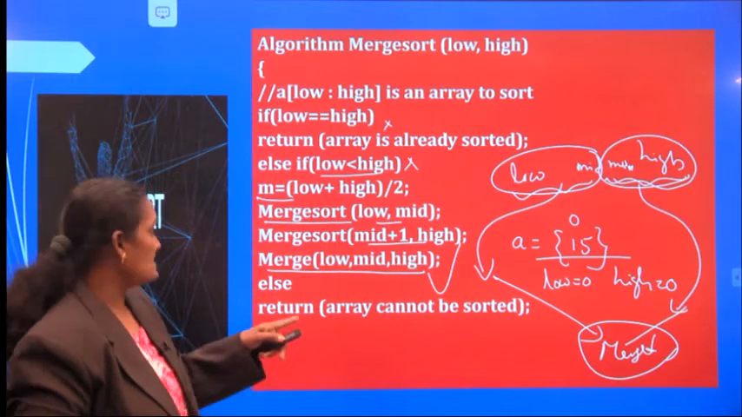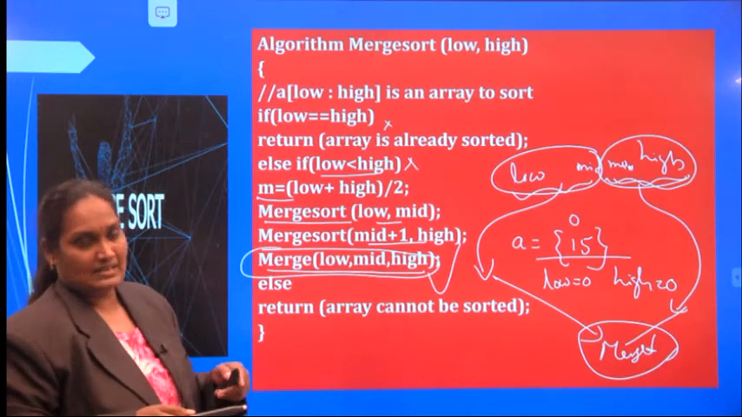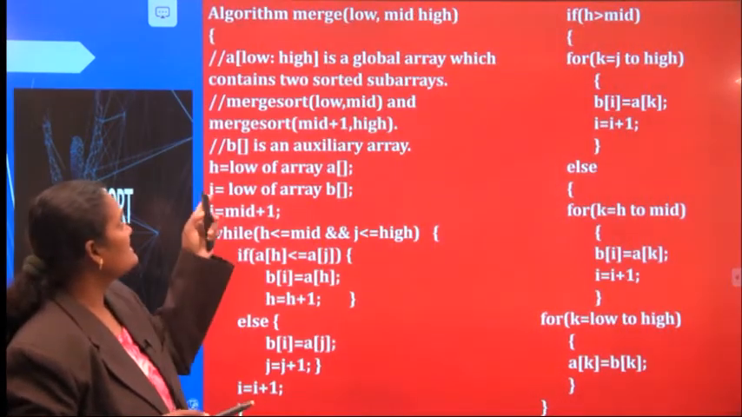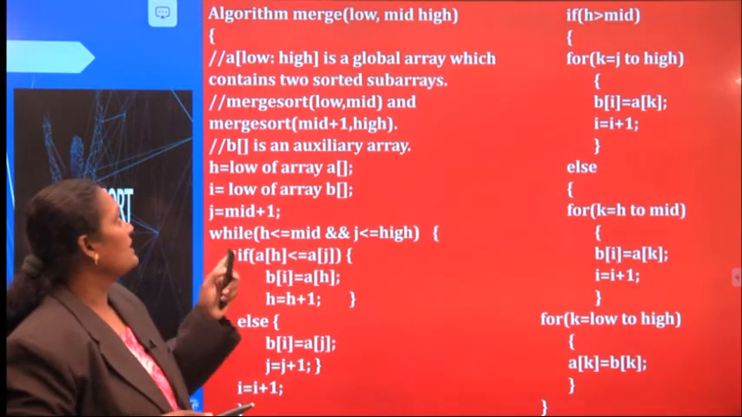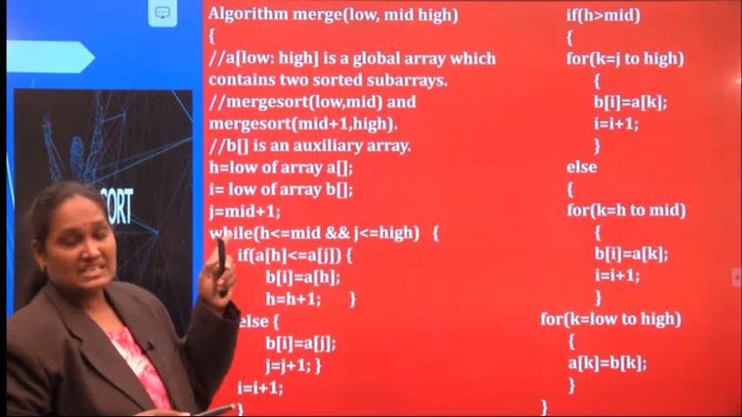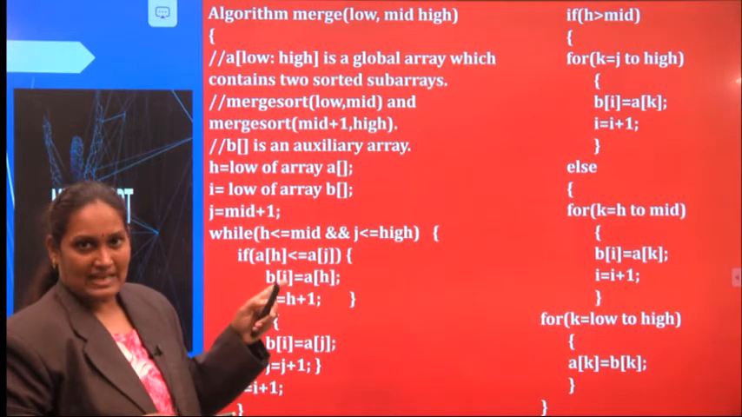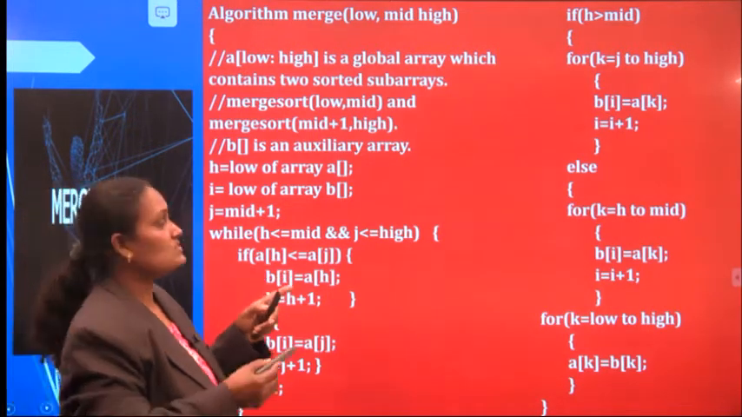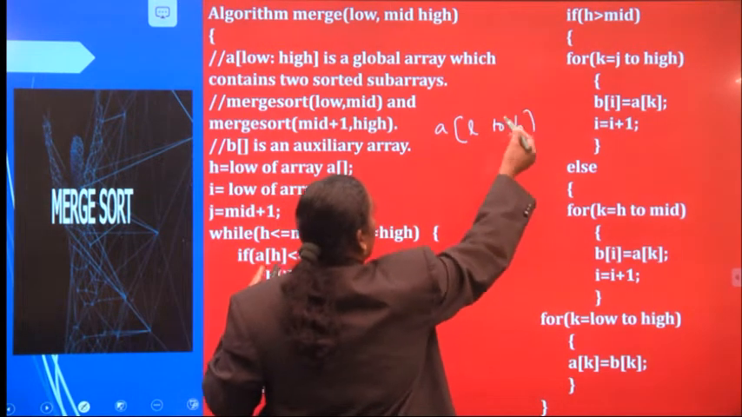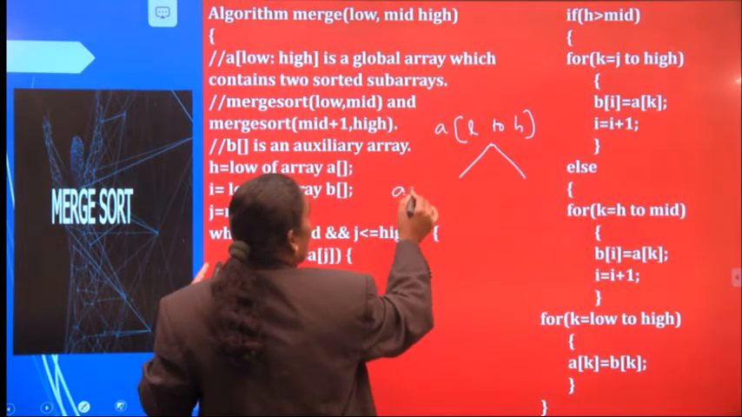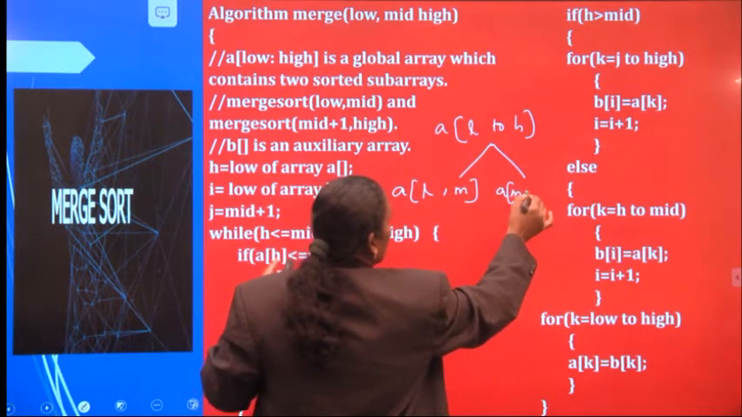In this merge sort procedure, we are calling the procedure for merge. What is the merge procedure? Let us see it. Here is the algorithm Merge(low, mid, high). A from low to high is a global array which contains two sorted subarrays. What are those two sorted subarrays? The given array low to high is divided into two subarrays: low to mid and mid plus 1 to high.